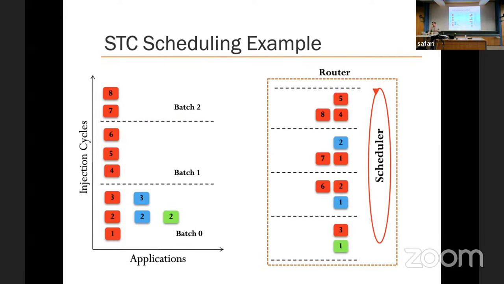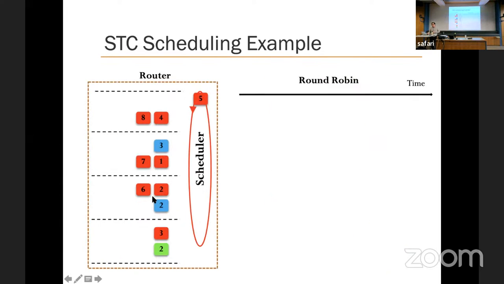Okay, so let's take a look at it. Basically, these are different batches. These are different requests, as you can see. Let's assume that they all arrived at this router magically. It's just for illustration purposes. And the router needs to make a decision as to whom to prioritize. This is how the round robin would work.